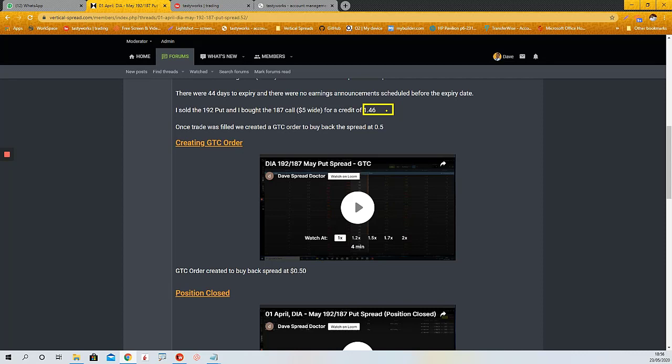So what I tend to do is once I put on the trade and my order gets filled, I create what I call a profit target order, and that's a GTC order, a good until cancelled order, to buy back the spread that I just sold and to buy it back at a lower price. In this case, I sold the spread for $1.46 and I put in an order to buy it back for 50 cents.